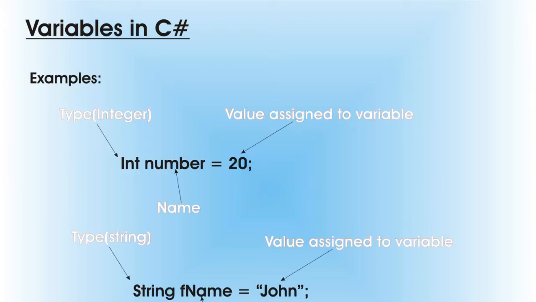Here's some examples of a variable. So you can see the first one is int. We declared the variable as an int. We named it number and assigned the value of 20 to that variable. The second one is a string. We've given it the name ifName and assigned the value of John in it. And if you assign string variable values, you have to put it inside quotation marks.